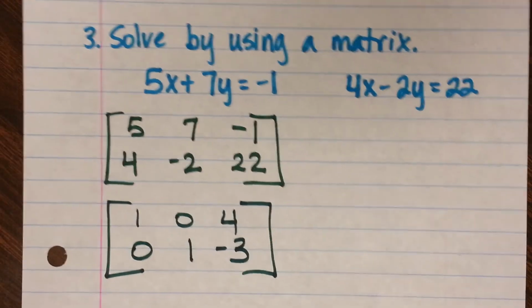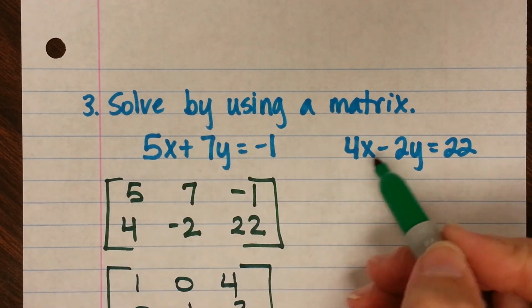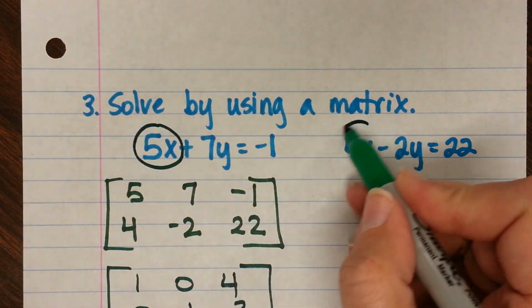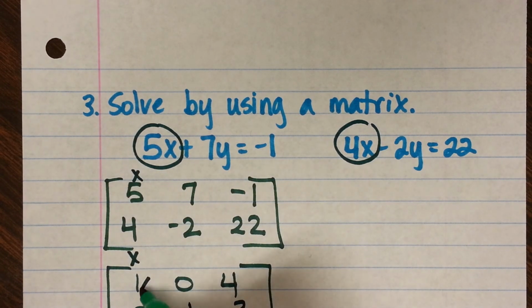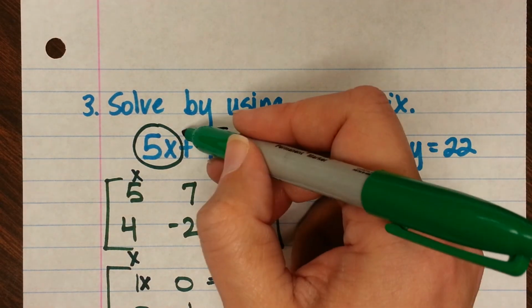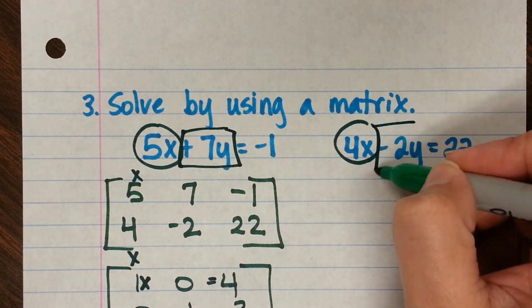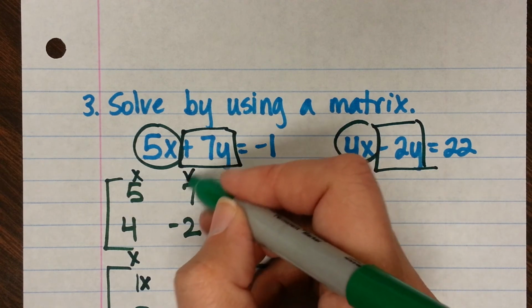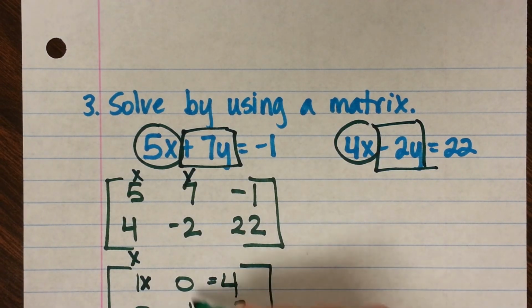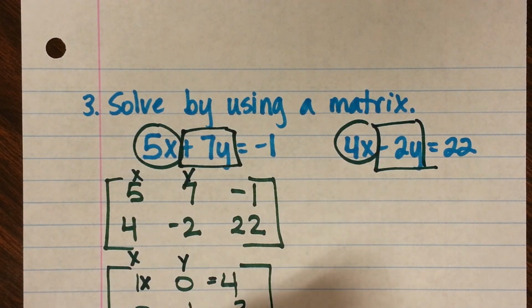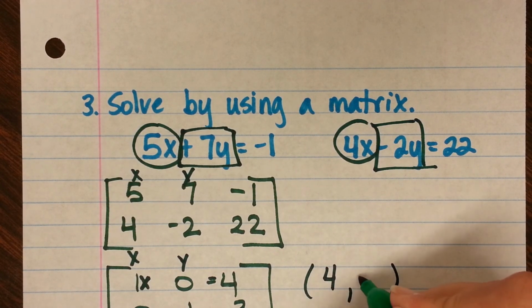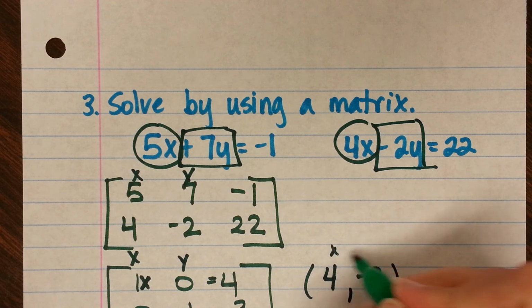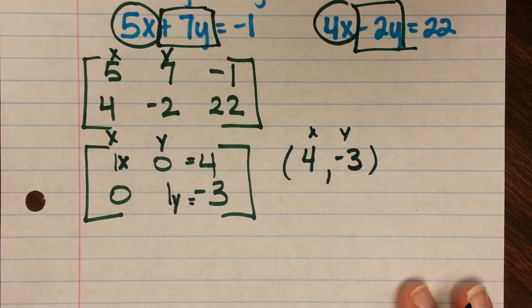Remember all of our things in the first column that we put in were our x's. That's where the 4 and the 5 came from. So this is our x column. This is saying 1x is equal to 4. The second column was our y column. That's where these numbers came from, the 7 and the negative 2. So this is saying that this is 1y, which is equal to negative 3. So the ordered pair that it's giving us is 4, negative 3 for our x and y coordinates.